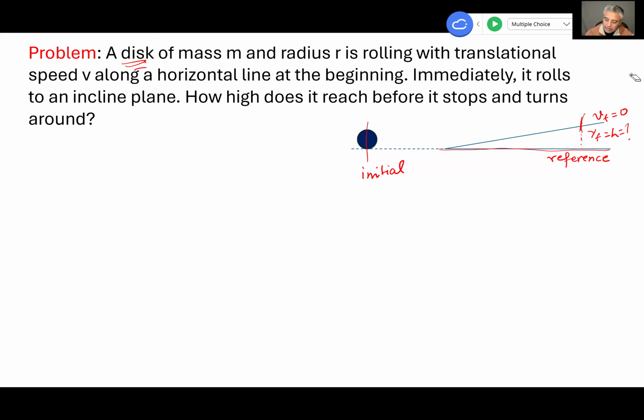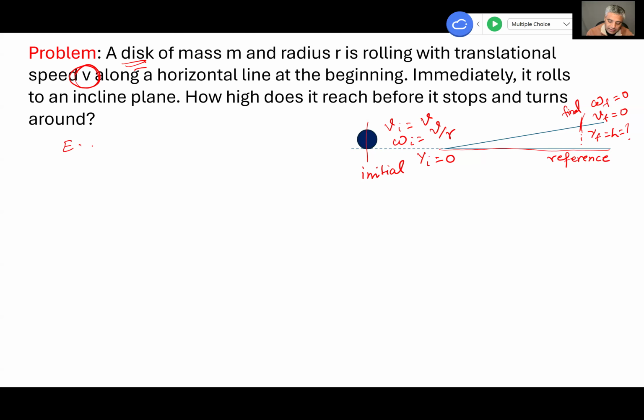And so is the omega F, because it briefly stops before it starts rolling back again, right? So initial VI is V, omega I is V over R, because omega is V over R, right? V is R times omega. And then YI is 0 in this case, okay?